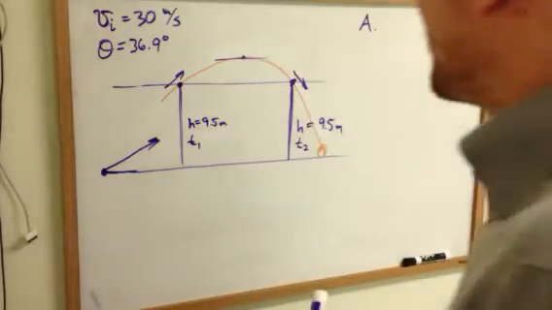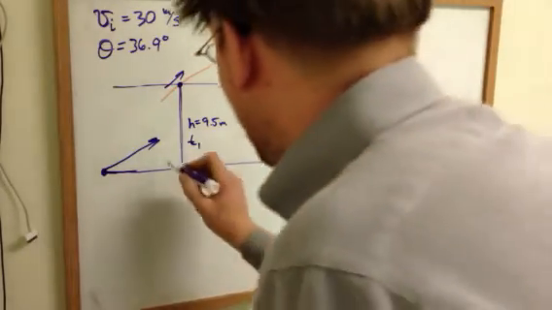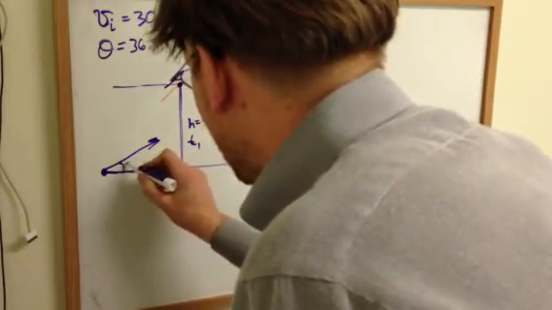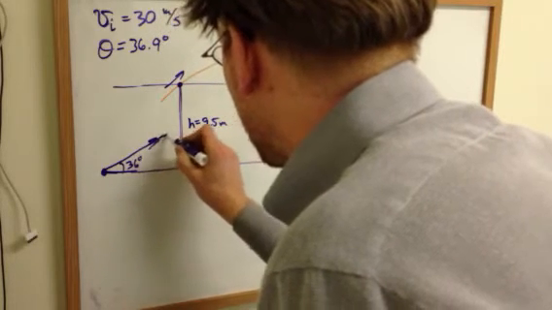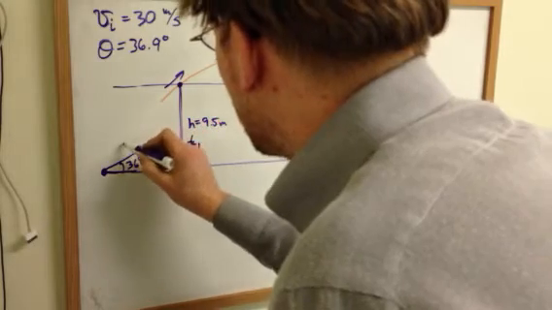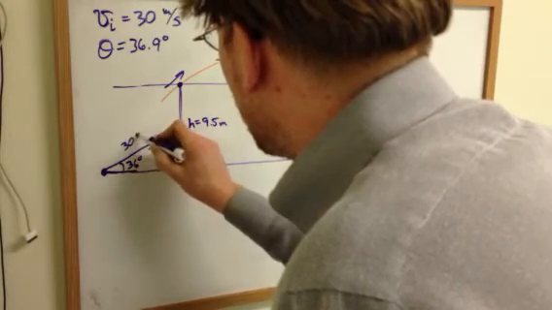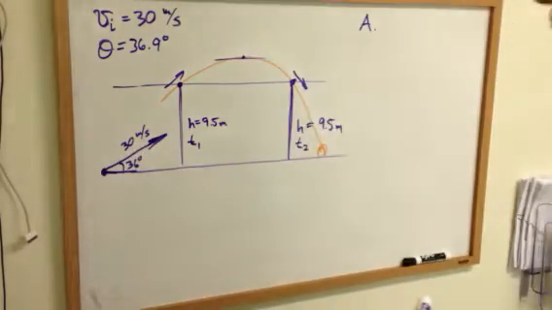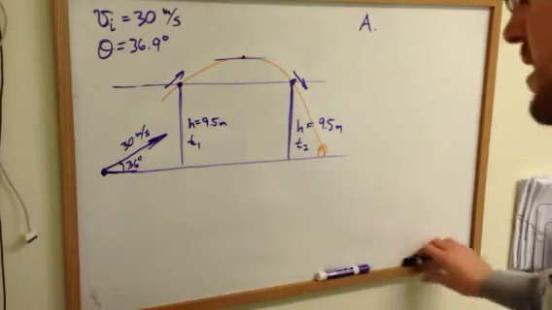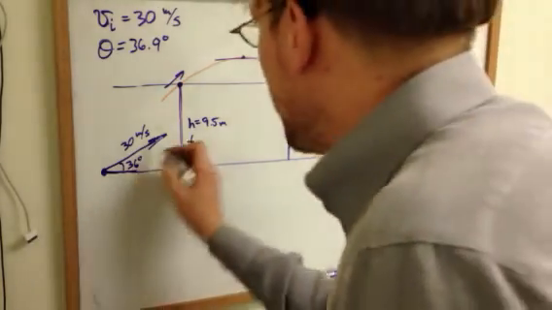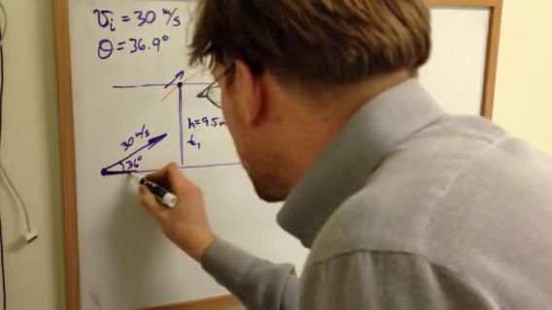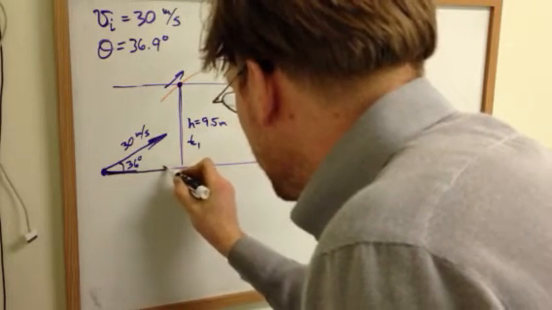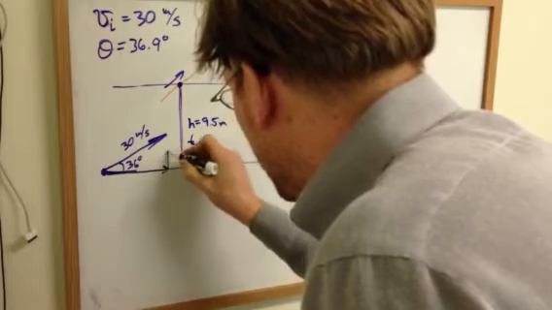All right, that's totally 36 degrees. And 30 meters per second. A baseball hit at this angle is carried along horizontally and is carried upwards.